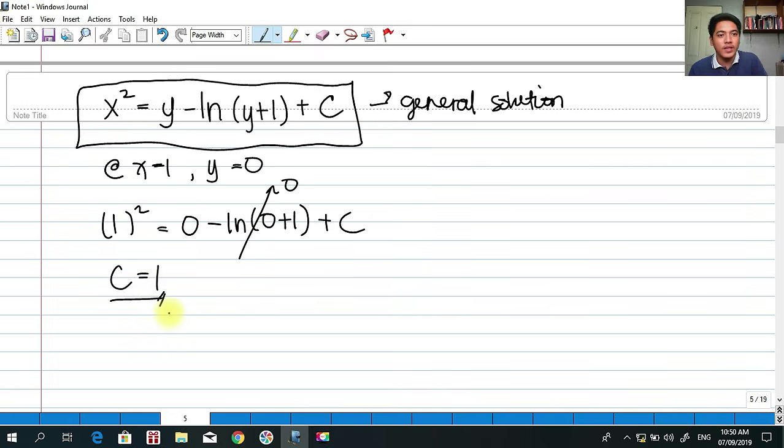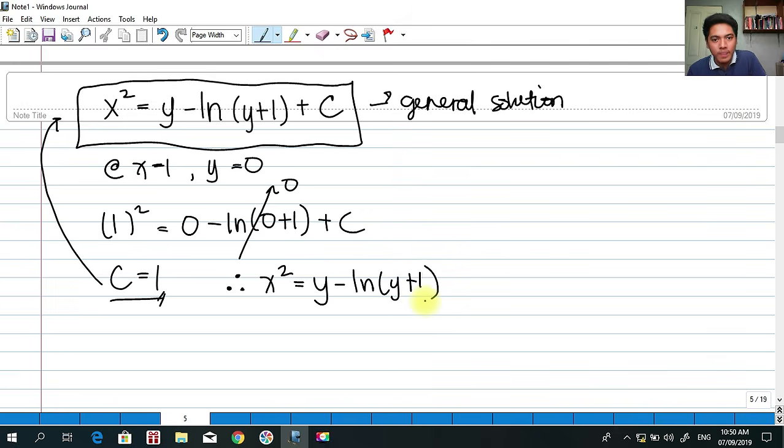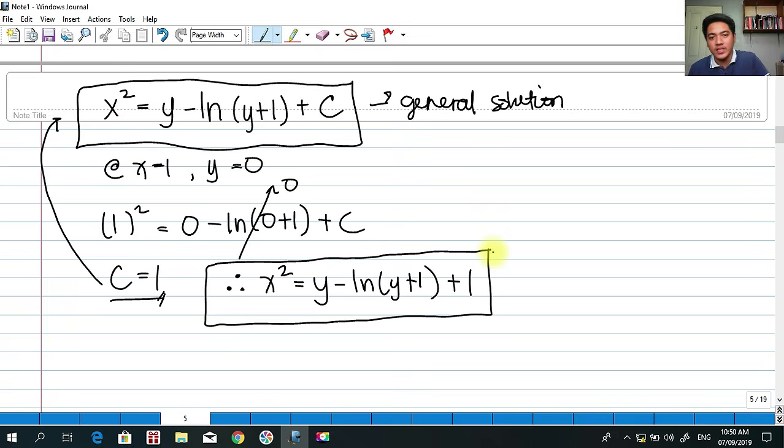And hence, to get the particular solution of this differential equation, we substitute the value of c to our general equation. So therefore, our particular solution will now be x squared equals y minus ln of y plus 1, plus 1. So this should be our particular solution. Hence, it contains no arbitrary constant because the constant here is defined. So this is now the particular solution.